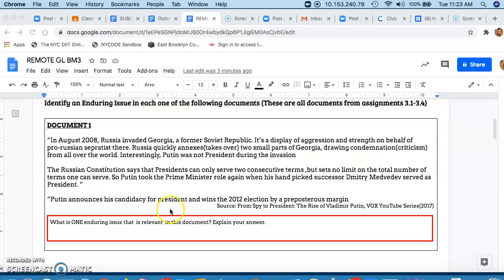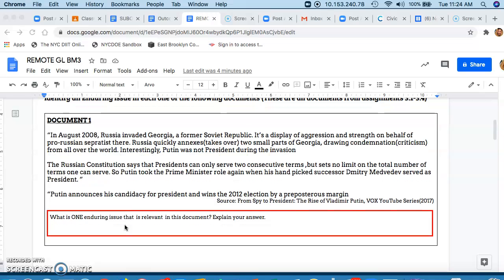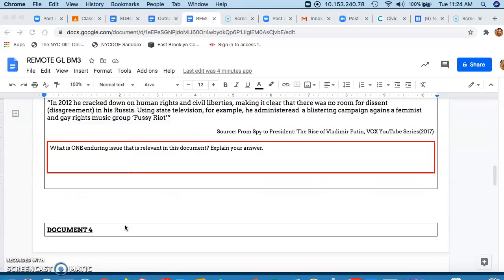Once you finish reading the document, you're going to identify an enduring issue that's relevant. One enduring issue that is relevant in the document, and then explain your answer, right? Justify your answer. What is it about this document that shows this enduring issue that you chose, okay? So there's 4 documents.